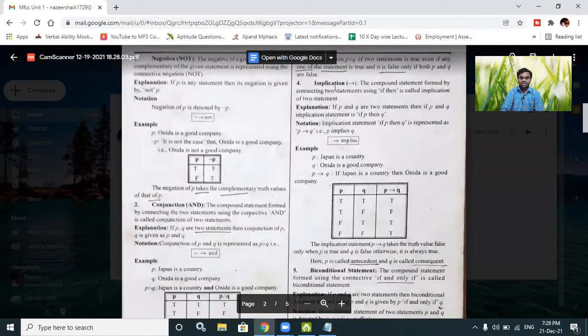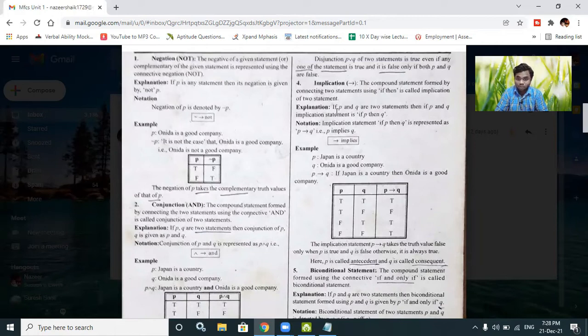Another one is implication. It is denoted by a right arrow. The compound statement formed by connecting two statements using if-then is called implication of two statements. Explanation: if P and Q are two statements, the implication is: if P then Q. For example, if you are good in studies, your score will be good.